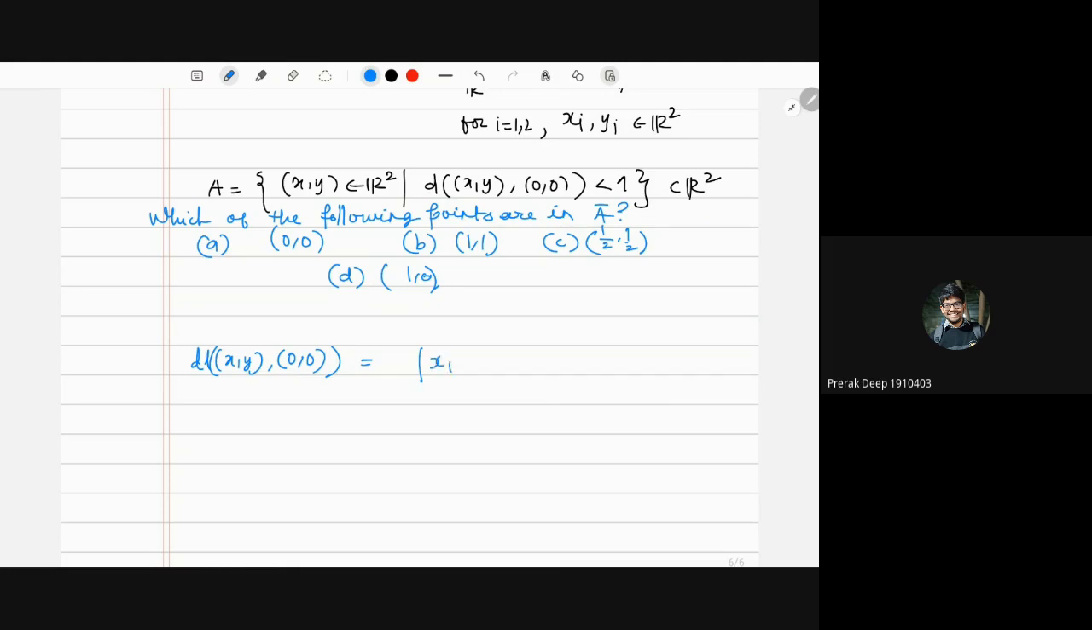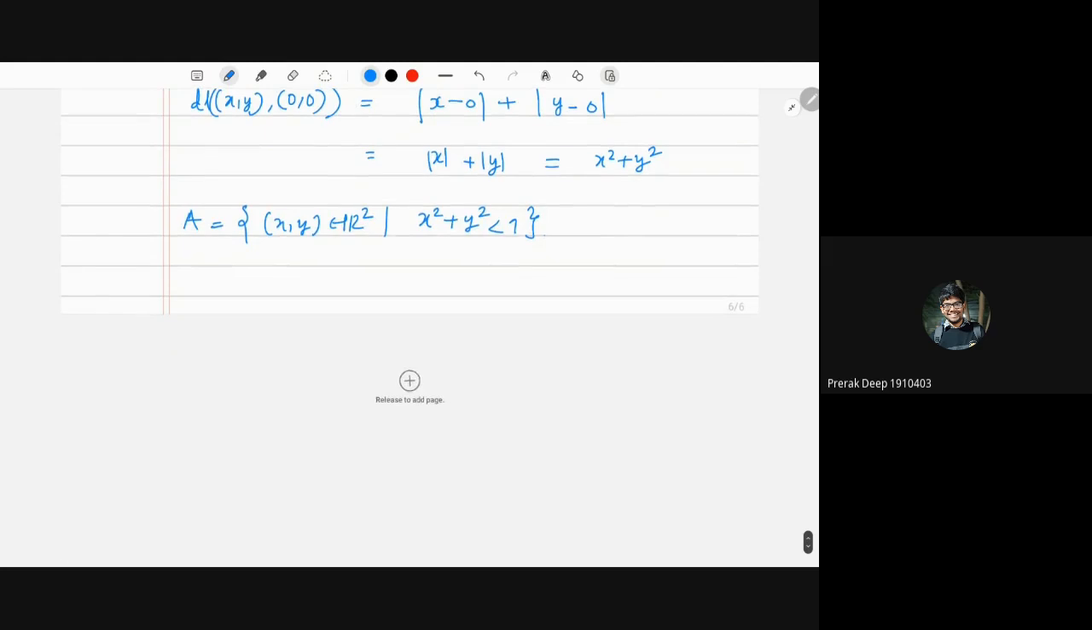So x1 minus 0 plus x2 minus 0. So we'll get mod of x plus mod of y. Both are norm in x and y. So you will get x square plus y square. Okay, and if you put it back into the condition, you will get the set of all x, y in R2 such that x square plus y square is smaller than or equal to 1. Now what is this? This is precisely the disk.